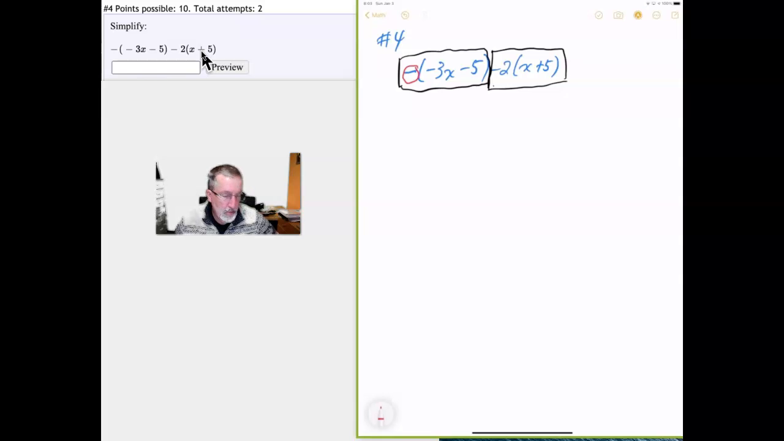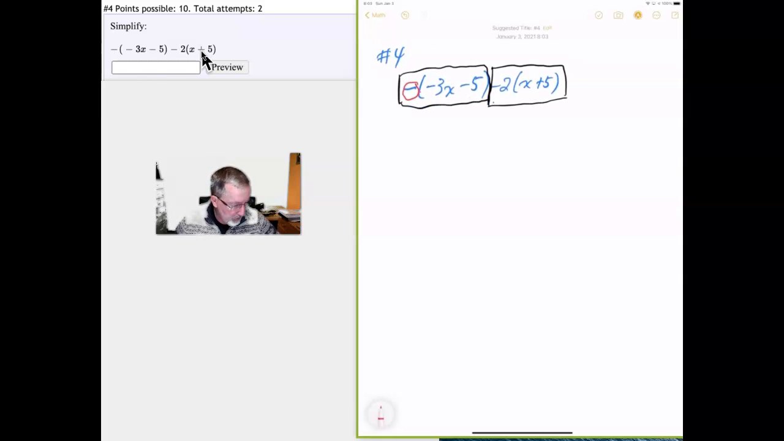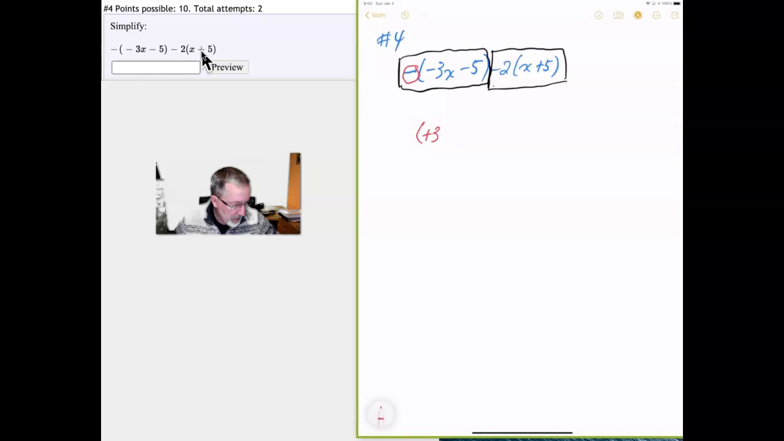So -1 times -3x, it's going to be a negative times a negative, and 1 times any number is itself. So we're going to have 3x. So this will just be a sign change, and we're going to have positive 3x, and this positive sign is superfluous. It's not really necessary, but I'm just putting it in there to be absolutely sure you see what's going on. And then -1 times -5 will be positive 5. And so that's what we have in the parentheses on this side after we distribute the negative sign over both elements.